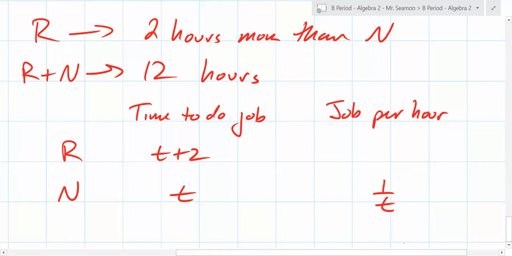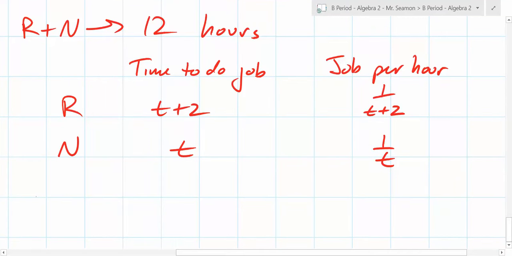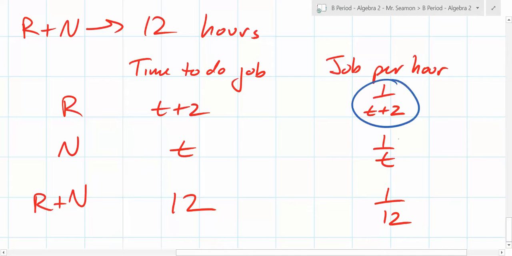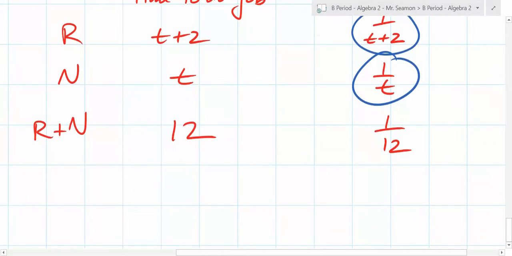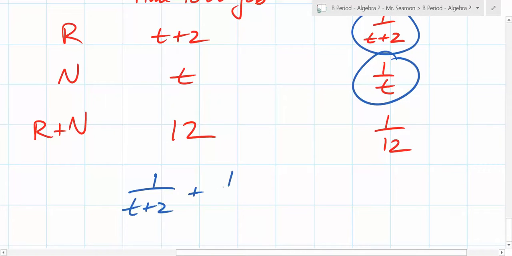Okay, so what about R here? How much of the job does Rusty do? 1 over what? T plus 2. So this is R plus N. How long does it take them to do the job together? 12 hours, right? How much of the job do they do in 1 hour? 1 over 12. But look, we know that Rusty can do that much in an hour, that much in an hour. So what equation can we write? 1 over T plus 2, yep, equals, exactly.